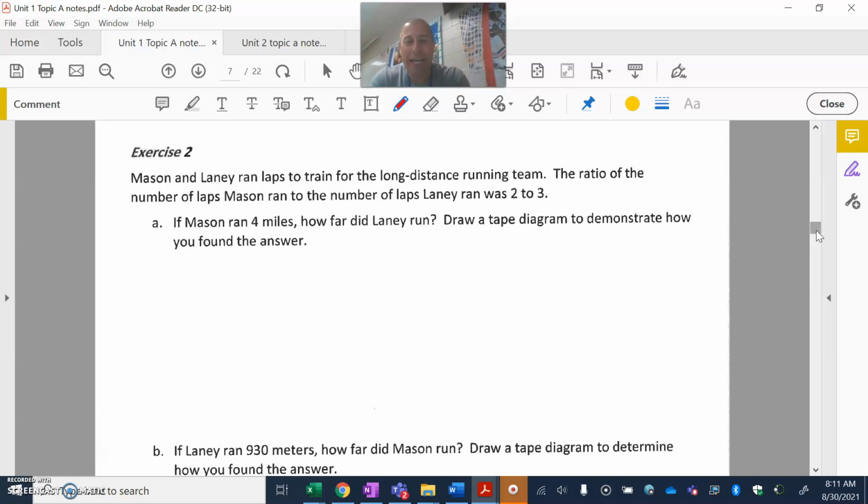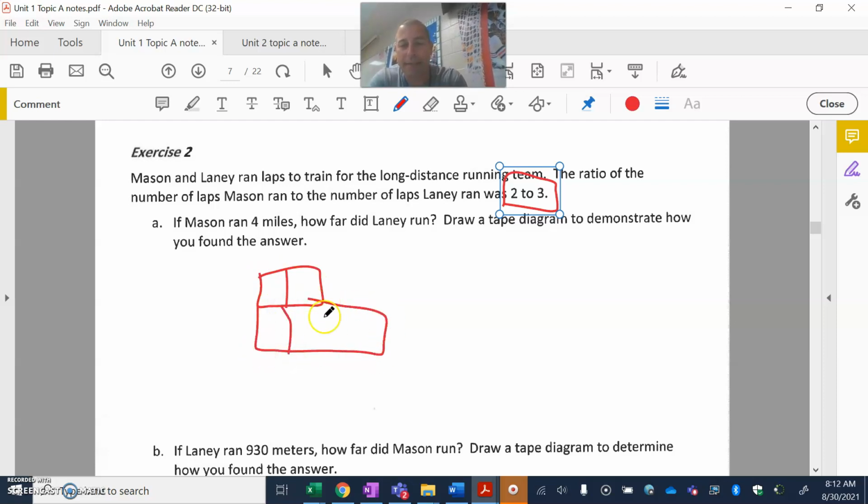All right, I see my ratio, 2 to 3. So I know I need 2 boxes and I know I need 3 boxes. Again, the boxes don't need to be the same size, but those first 2 will match up, so they will be the same size as who's above and below each other. All right, keep things in order. We talked about Mason first, Laney second.